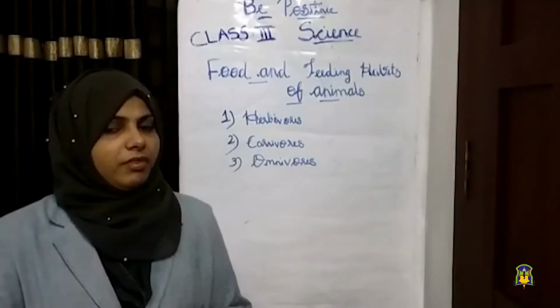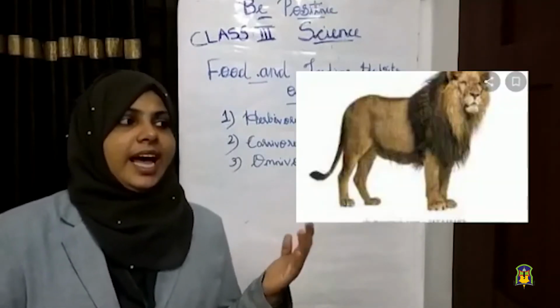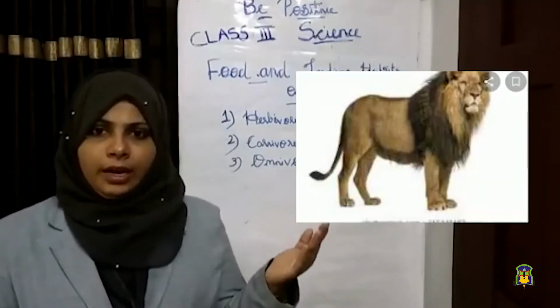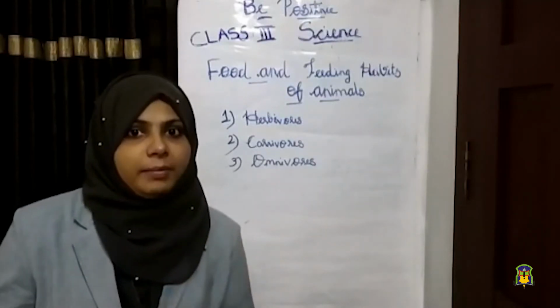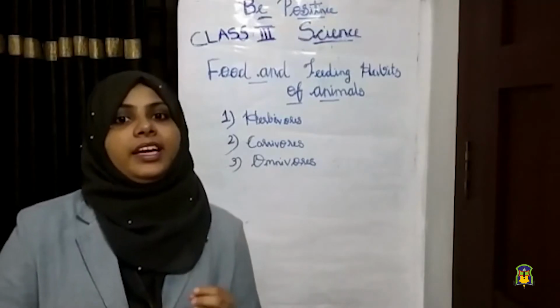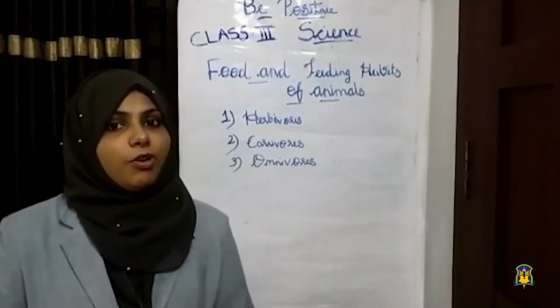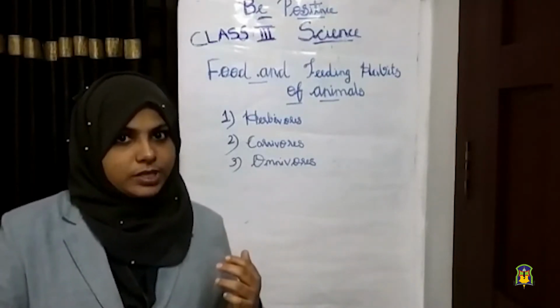The animals like cow, goat, buffalo eat only plants. Such type of animals are called herbivores. Herbivores are the animals that eat only plants. Example, cow, goat, buffalo, etc.